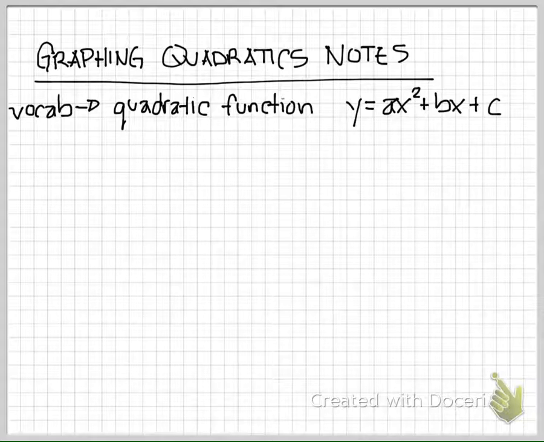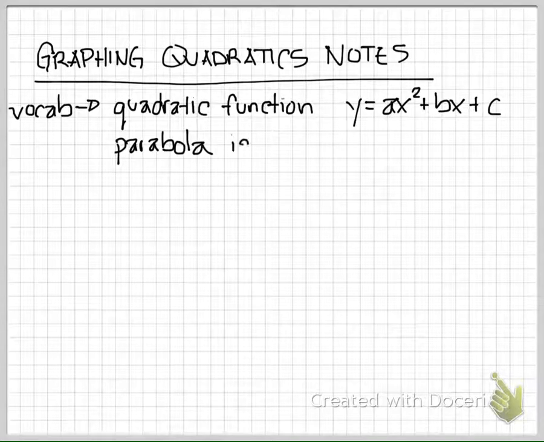So we know where a is, we know where b is, we know where c is, and we're comfortable with that because we've practiced with the quadratic formula. Another vocabulary word that you need to know is the word parabola. I'm going to write that right here. A parabola is a U-shaped graph.